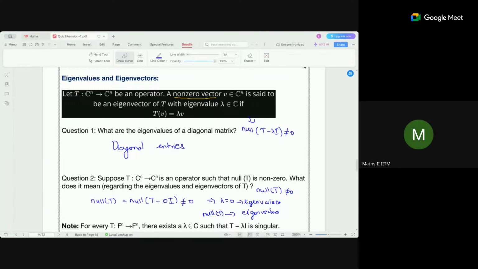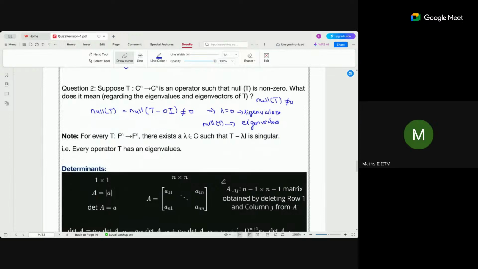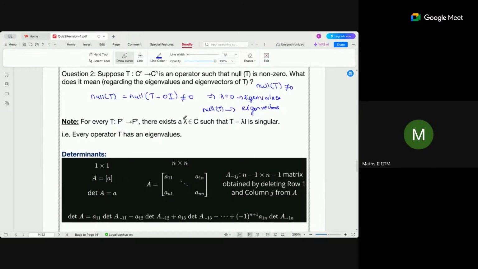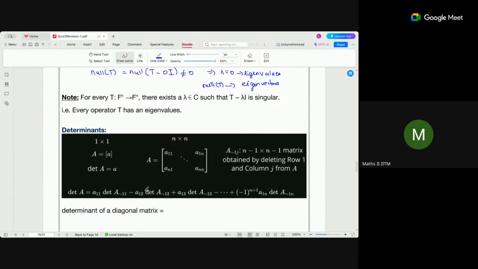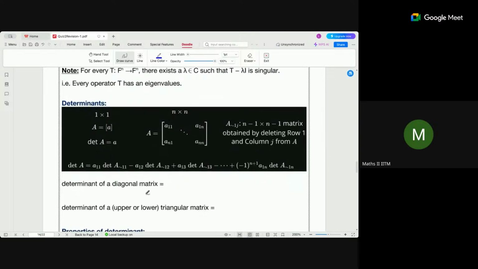Now, for every lambda in C such that T minus lambda I is singular, it means what? There exists some lambda, which means every operator has eigenvalues. If it has eigenvalues, then obviously it has eigenvectors. The formula for the determinant is given here. Finding the determinant, I don't want to explain the formula. I guess all of you know how to find the determinant. Just tell me a few things.